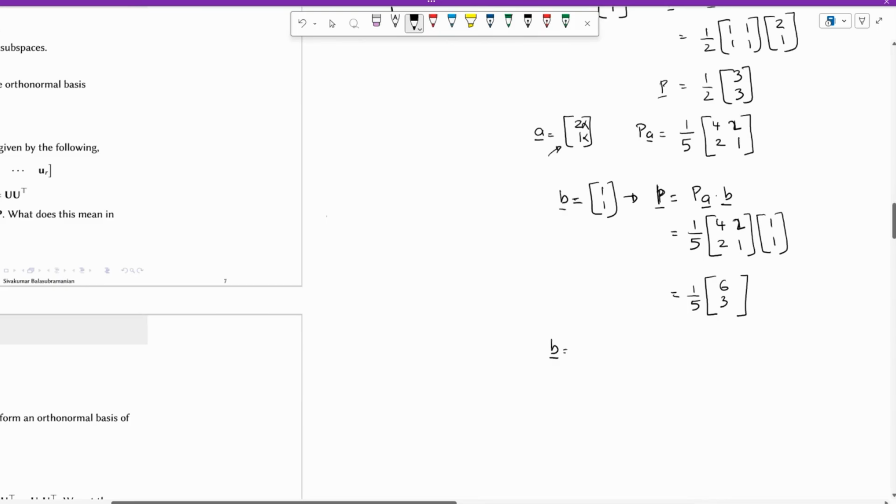Let's say my B now is, tell me what is B. The same. PA is the same. We're considering still orthogonal projections onto the subspace spanned by this. I've just changed B. So it'll be the same. It'll be 1 by 5, 4, 2, 2, 1, minus 1, minus half.